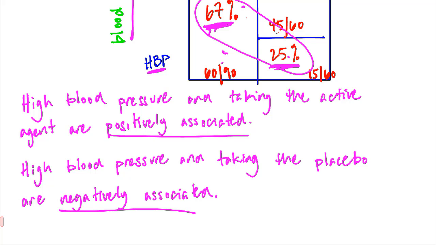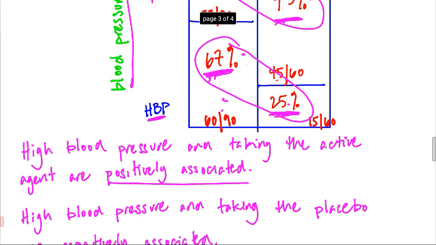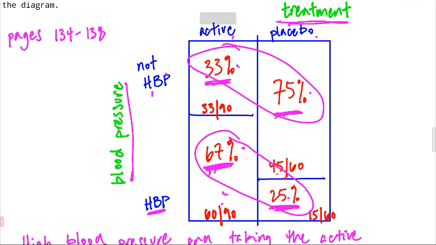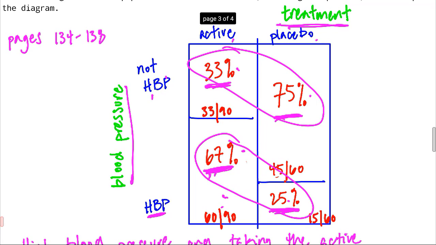All right. Then the last thing I want to show you, just quickly, once we have those positive and negative associations, and these are just two, there's also two more. If we look at not having high blood pressure, it is positively associated with the placebo, and not having high blood pressure is negatively associated with the active agent. Did I say that right? So the first one, not having high blood pressure is positively associated with the placebo. Not having high blood pressure is negatively associated with the active agent.